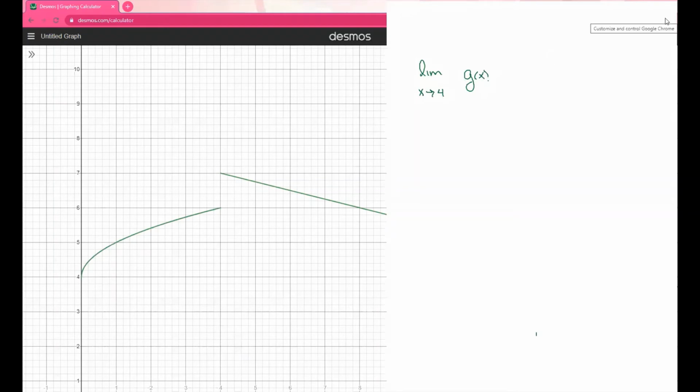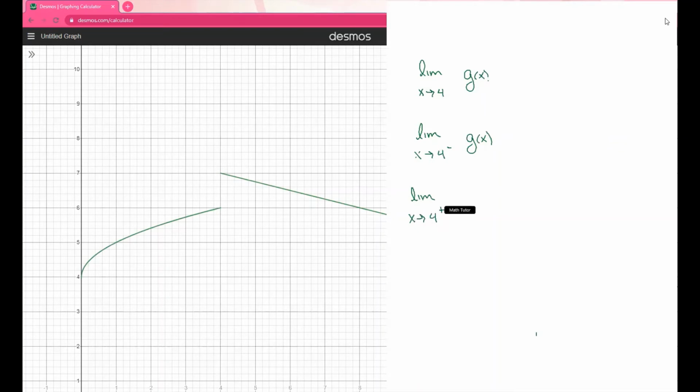Here I have another problem. I want to find the limit as x approaches 4 of g of x, this green graph here. Similar to last time, I don't care what g of 4 is. I just care what it looks like. So here I want to make a guess. Well, I have two parts of this function. Notice how they don't line up. I'm going to look at this in two parts. I'm going to say I want to find the limit as x approaches 4 from the left, and I want to find the limit as x approaches 4 from the right.